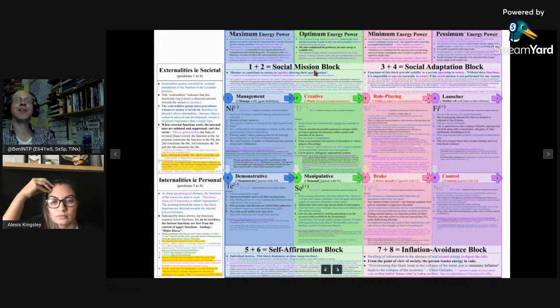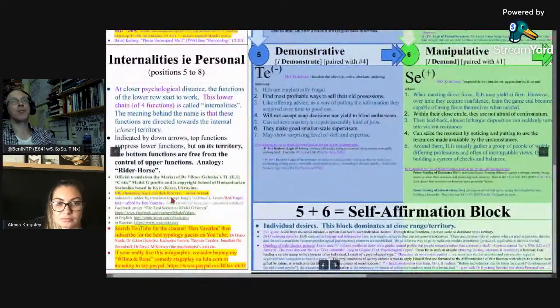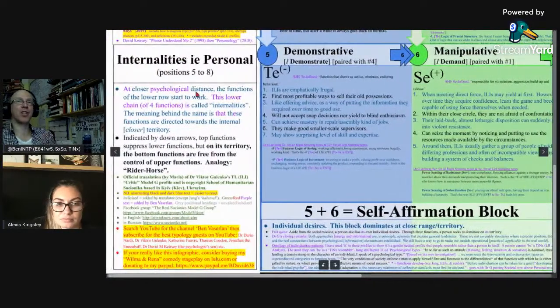So you can see how I recycled the graphics. Again, more complex Model G. And in the personal row, in Model G, it only uses it at closer psychological distance.